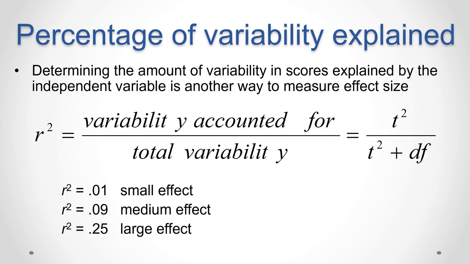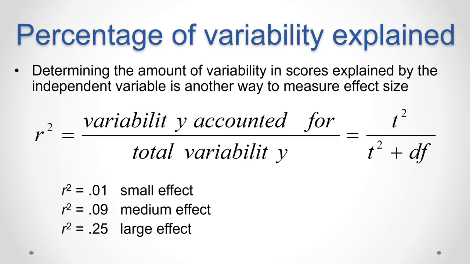With a t-test, it is also possible to measure effect size by calculating the percentage of variability accounted for by the independent variable. This measure, r squared, is based on the idea that the independent variable causes the scores to change, which contributes to the observed variability in the data. By measuring the amount of variability that can be explained by the independent variable, we get a measure of the size of the treatment effect.